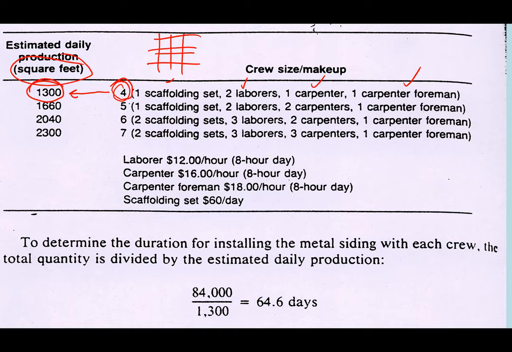Then, if we increase the crew to 5, what does 5 mean? We still maintain one scaffolding set, but then we add another carpenter. That's it. Okay, only one extra carpenter.